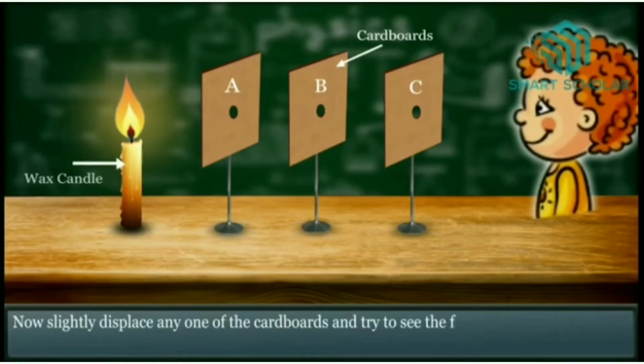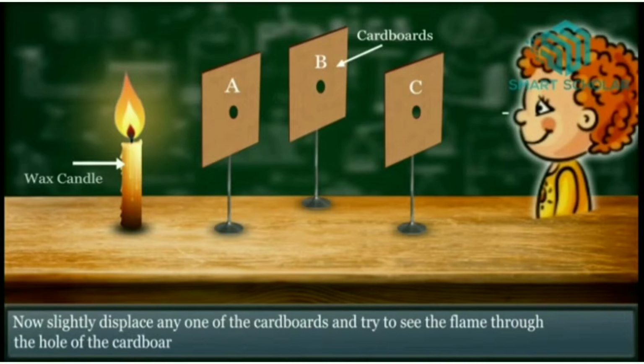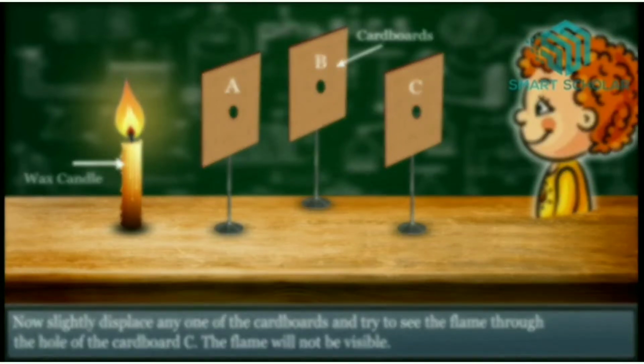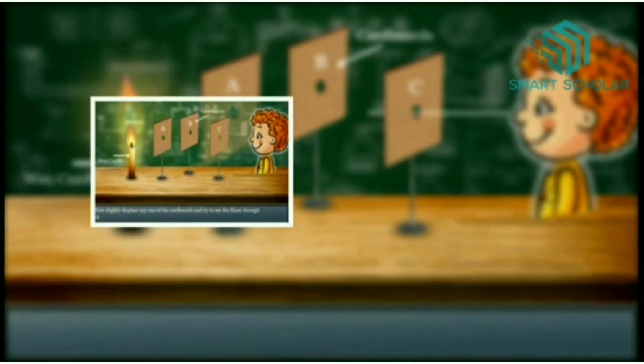Now slightly displace any one of the cardboards and try to see the flame through the hole of the cardboard C. The flame will not be visible. Hence we conclude that light travels in a straight line. This is known as rectilinear propagation of light.